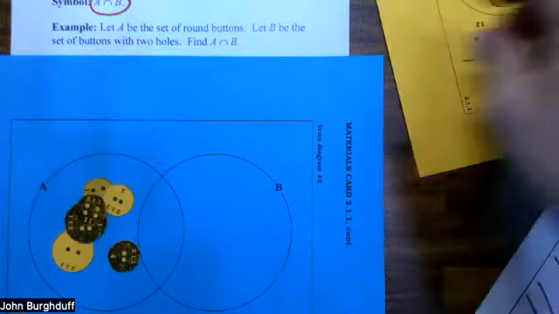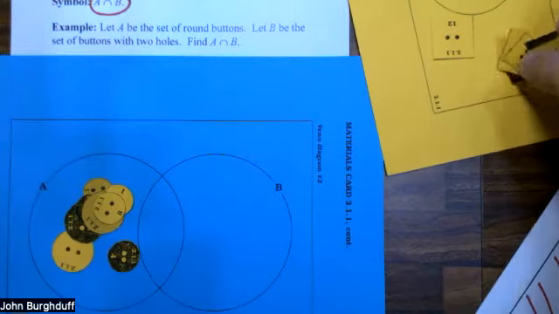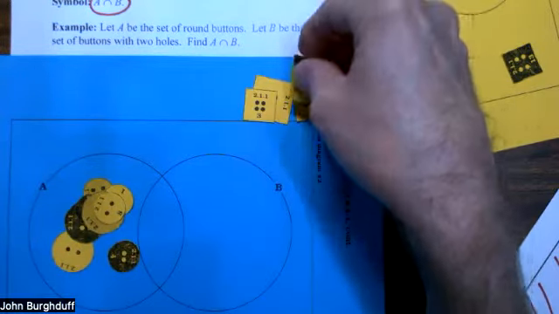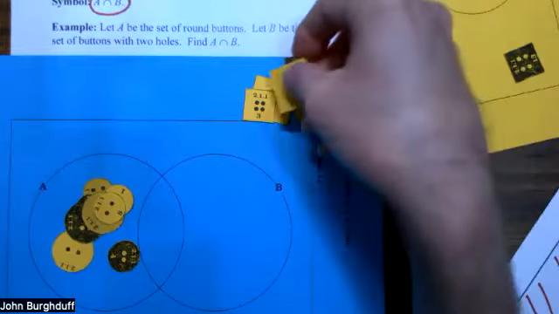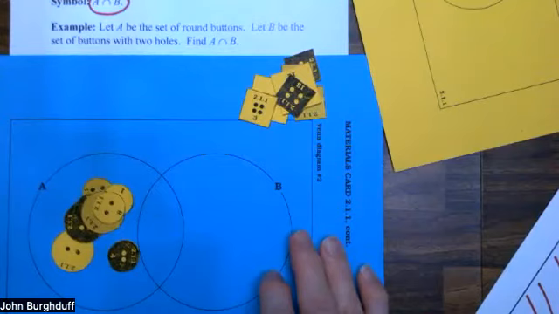But here come all the round buttons. Here's some more round buttons. Just dumping them all in A. And then, I think that's all the round ones, yeah. And then B, it says, is going to represent the buttons with 2 holes.